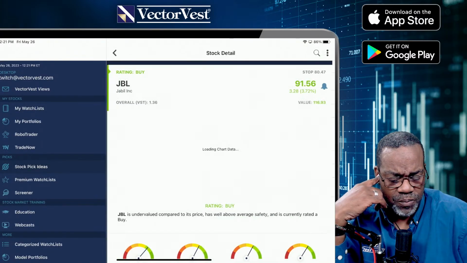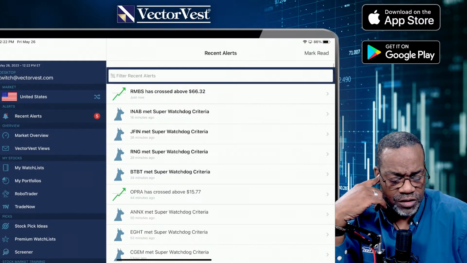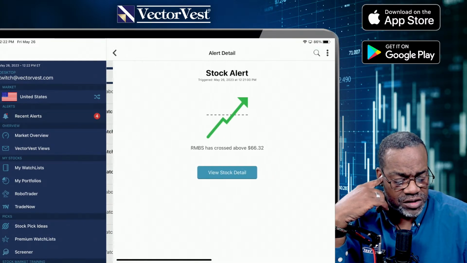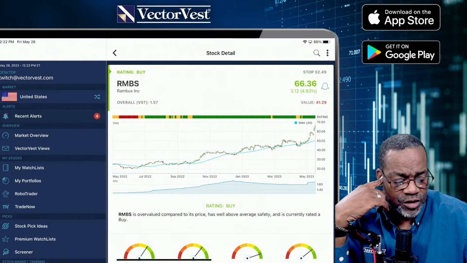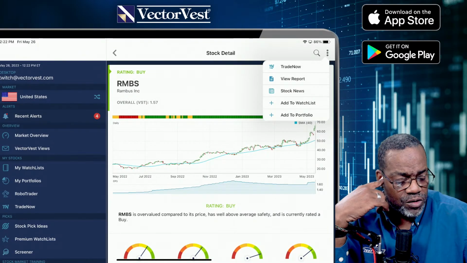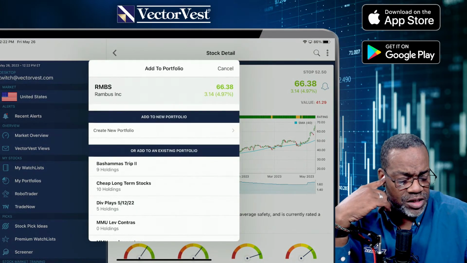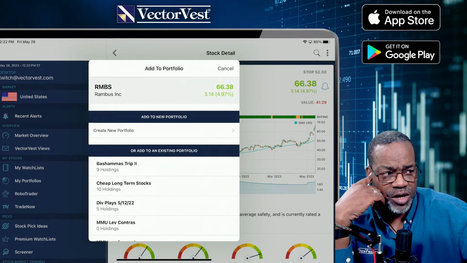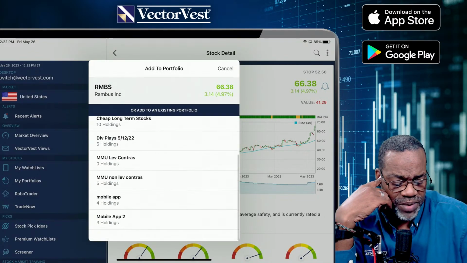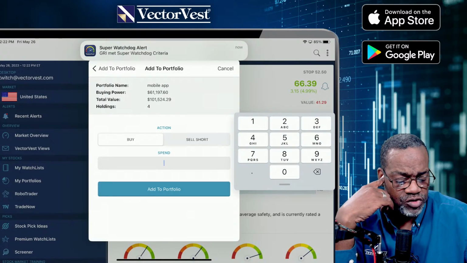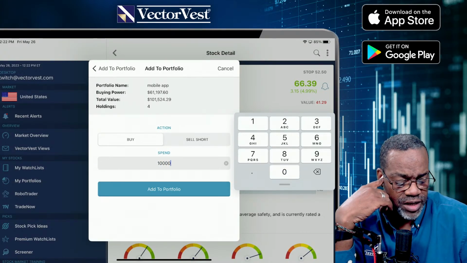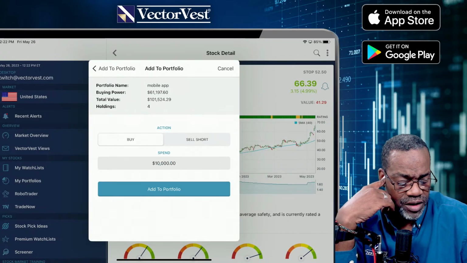All right. Let's go back. Let's go to my alerts. Go to recent alerts. There's RMBS crossed above 66.32. Good. So my alert hit. Now I'm going to go buy it. I'm going to click the 3 dots in the top right-hand corner. I'm going to go add to portfolio at the bottom. Since it's a $66 stock, I'm going to put it into my bigger portfolio, my $100,000 portfolio, my paper trading portfolio for mobile apps. And of $100,000, I'm going to try to put $10,000 in. So I'm going to say spend 10,000. I'm going to add to the portfolio.